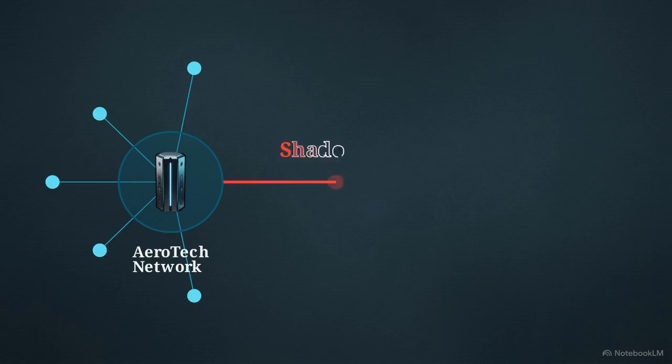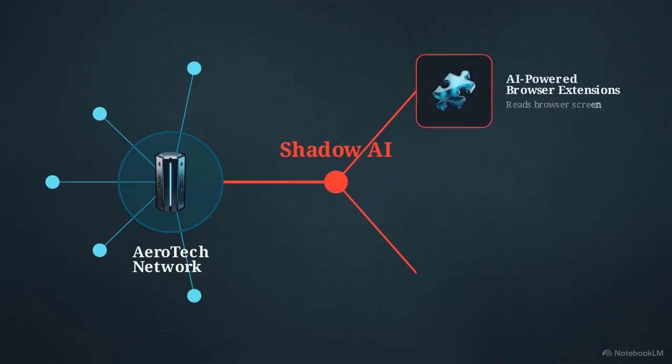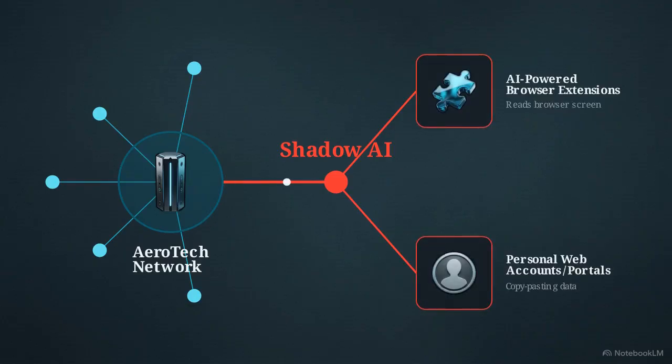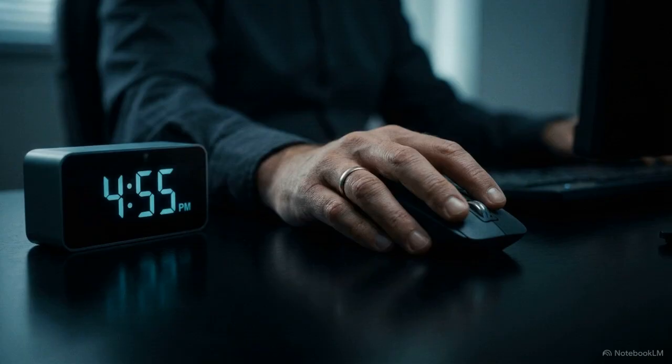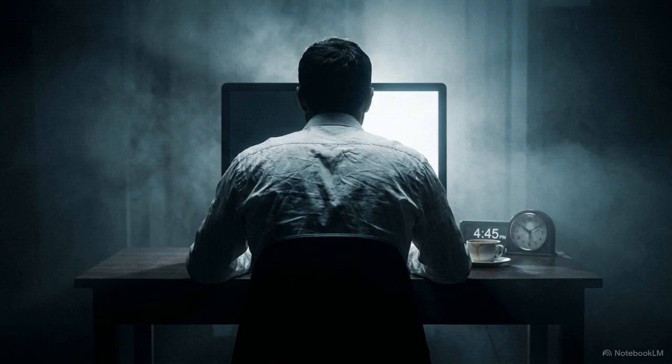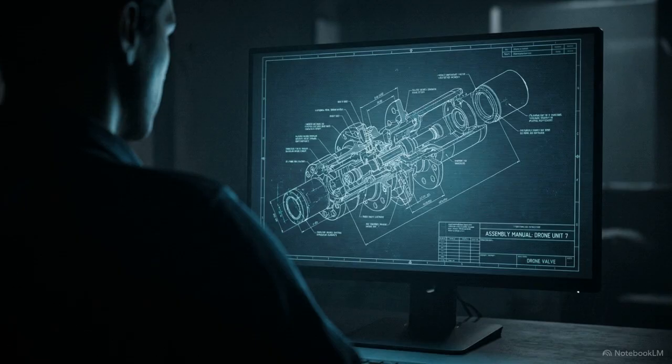The culprit was an invisible threat called shadow AI, the unauthorized, unvetted use of third-party tools on corporate networks. Aerotech's multi-million-dollar defense infrastructure was dismantled by a single employee's desire to work faster. It started on a Friday afternoon. A senior operations manager was under a tight deadline to polish an 80-page manufacturing assembly manual for the new drone.